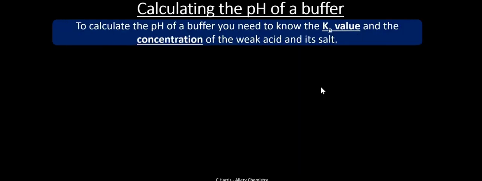Let's move to calculating the pH of a buffer. You must know this, definitely know this. To calculate the pH of a buffer, you need to know the Ka value, the acid dissociation constant value, and the concentration of the weak acid and its salt.